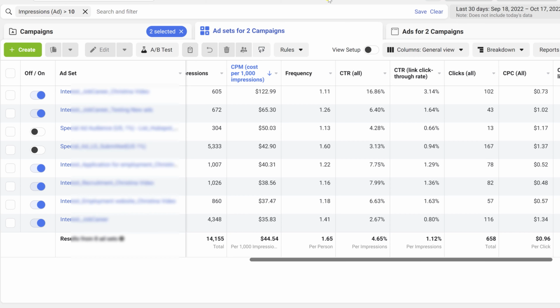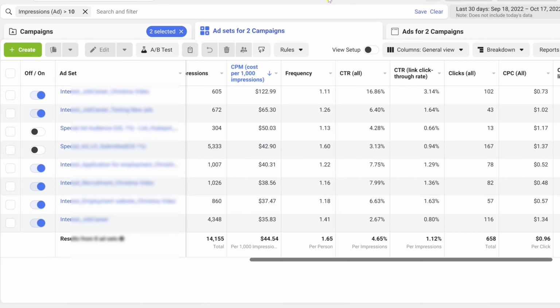So in the case where your frequency is almost 2, you need to do something about it. Either update your targeting or update your copy. And by copy, I mean either the copy itself or the creative. You need to refresh something in order to make your targeted audience click on your ad and perform an activity.